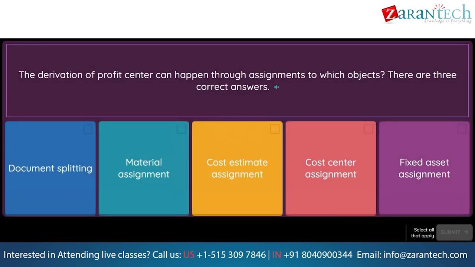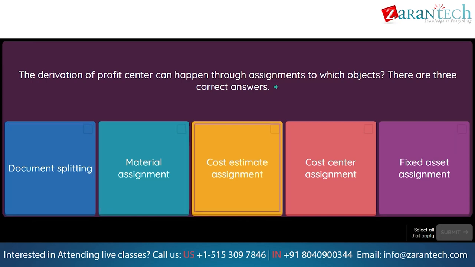Question, the derivation of profit center can happen through assignments to which objects? There are three correct answers. Option 1, document splitting. Option 2, material assignment. Option 3, cost estimate assignment. Option 4, cost center assignment. Option 5, fixed asset assignment.